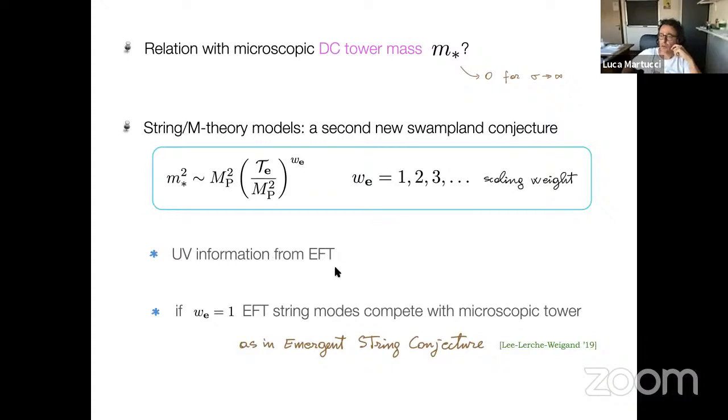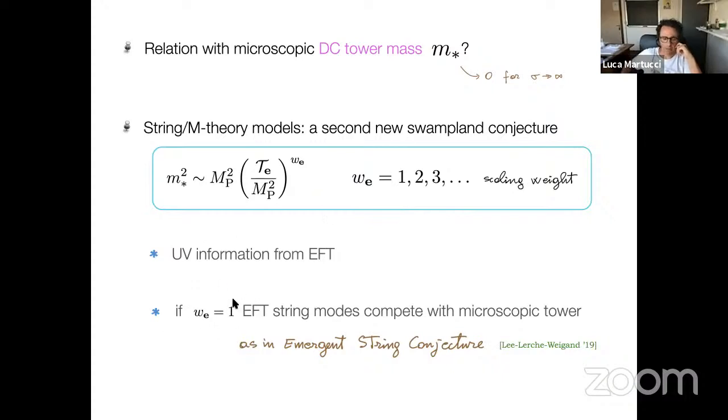Okay, so we haven't identified a way to fix the scaling weight, this integer here, from purely EFT arguments, but I can say that we observed that in all the models that we consider, string theory models, the only allowed values which appeared are 1, 2, or 3, no higher scaling weights.